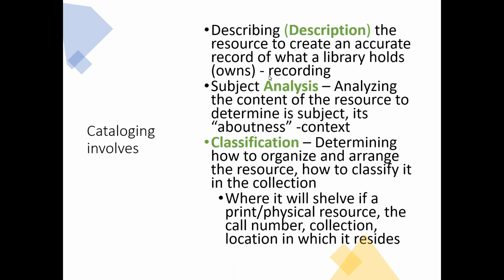And that is a recording or documenting of that information. Recording as in inputting. The subject analysis piece of it, this is where we're really getting to the context piece of it. This is about analyzing the content of the resource to determine its subject. And we'll talk a little bit more about how this differs between copy and original cataloging in just a second. The final piece of it is determining the call number. And this is how you organize and arrange the resource, how you're going to classify it in your collection. And basically it's where it's going to be shelved if it's a print or physical resource.